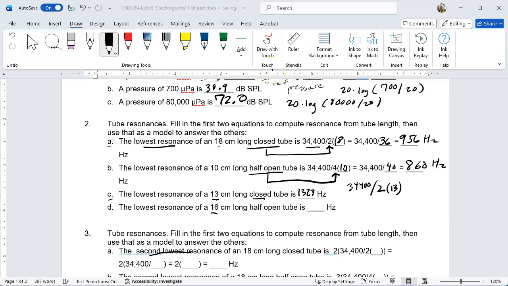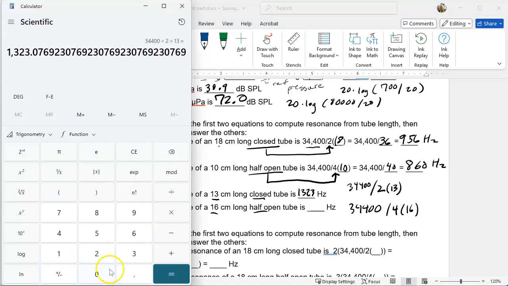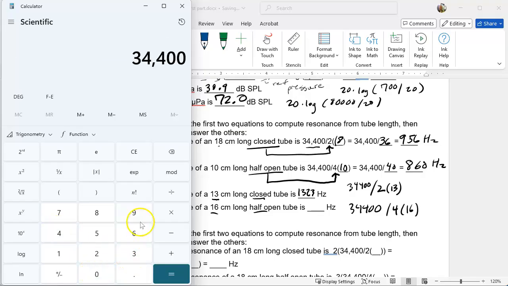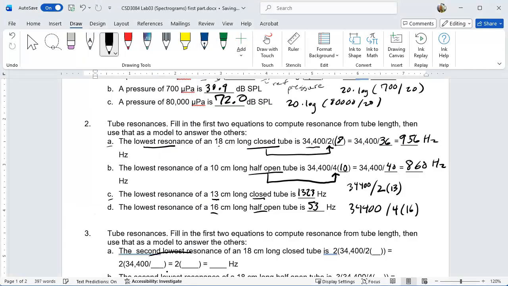Okay, and then 16 centimeter half open tube: 34,400 over 4 times the length of the tube because it's half open, 16. So 34,400, I can divide by 4 and then divide by 16, and that works, and I get 538 if I round to the nearest hertz. And again, I went from a shorter tube in question B to a longer tube in question D, and again the frequency drops. So that all makes sense, that all reaffirms that I'm doing things right.